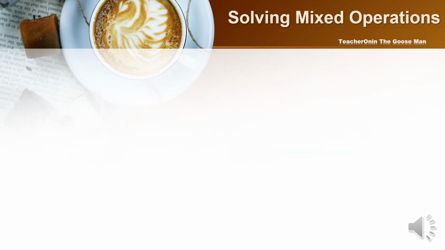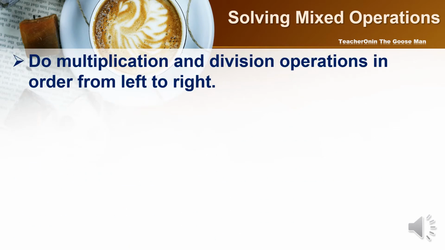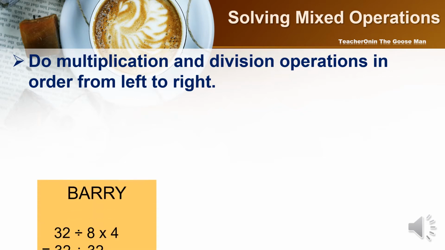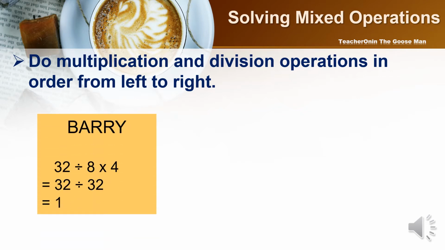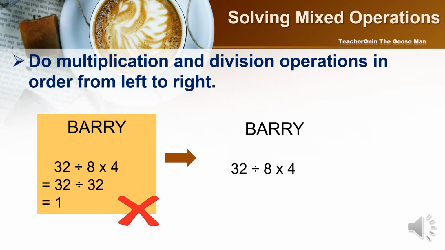Let's move on to the next rule in solving mixed operations. Do multiplication and division operations in order from left to right. So let's verify the answer of Barry. So we have 32 divided by 8 times 4. He performed first the multiplication, so that is why it was 32 divided by 32, which will give us 1. So definitely this is not correct. So we can correct this one. We have the operation 32 divided by 8 times 4. Instead of multiplying 8 and 4 first, we have 32 divided by 8. So we have 4 times 4. So we have 16. So this is the corrected answer.